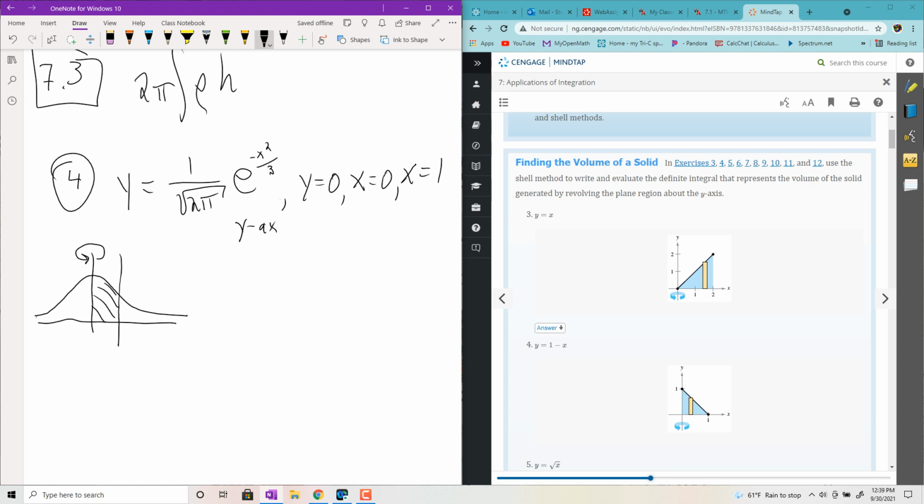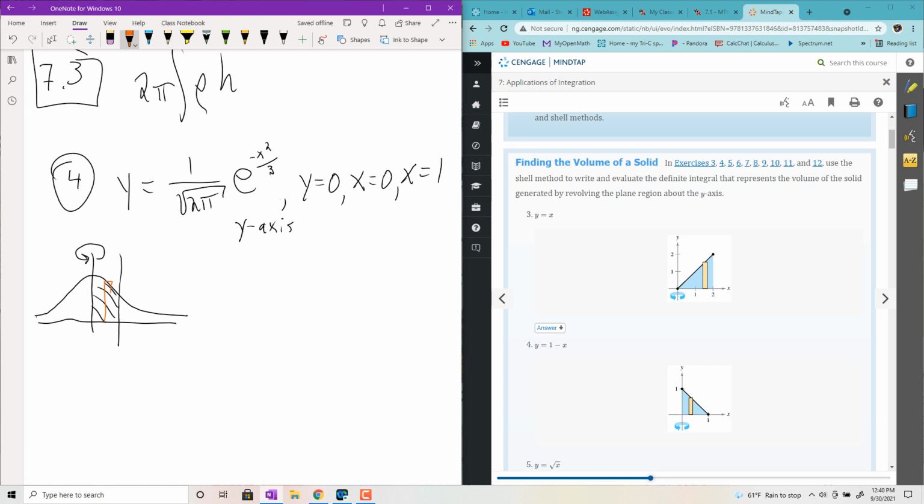Okay, so all that information will be given to you. I probably won't give you pictures though, right? But I'll expect to see your picture. If you don't draw me a picture, I'm going to wonder how the heck you got your answer. So anyways, for this, the shells are parallel to the axis of rotation.